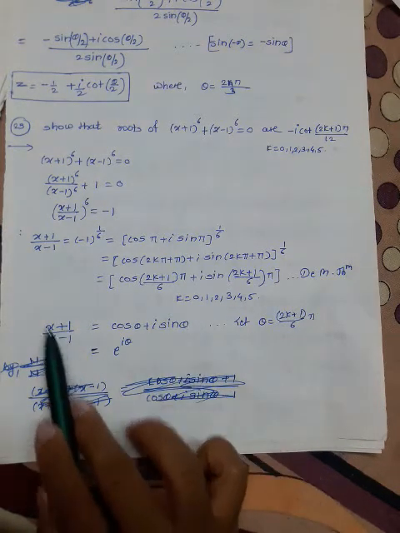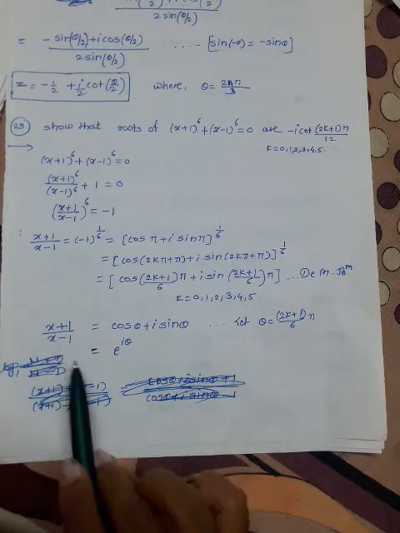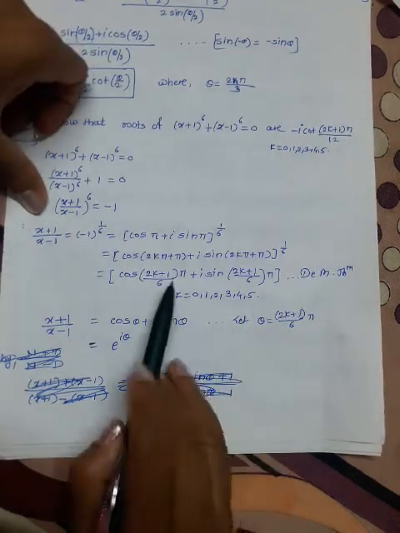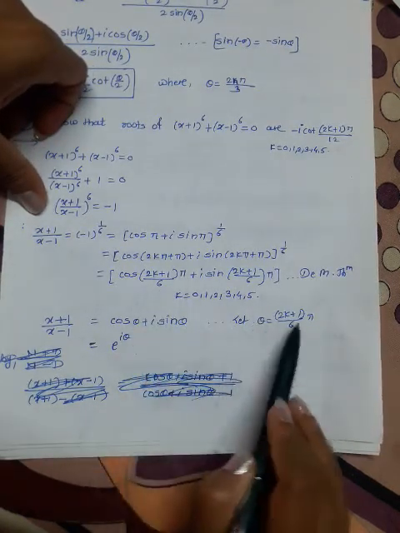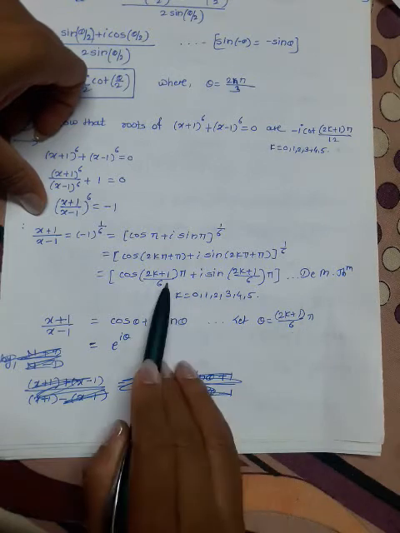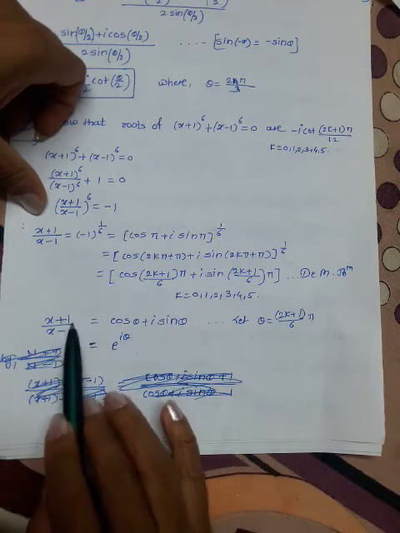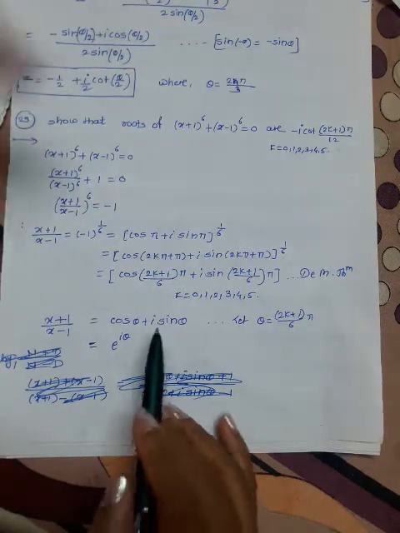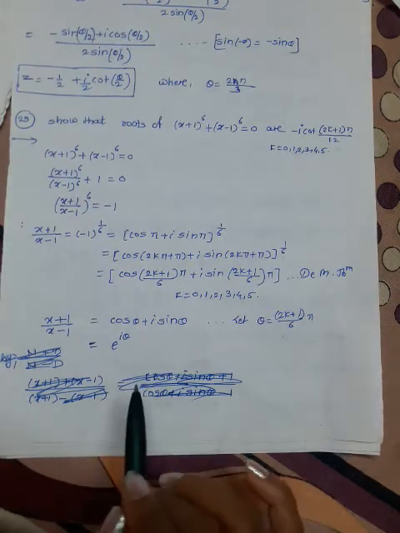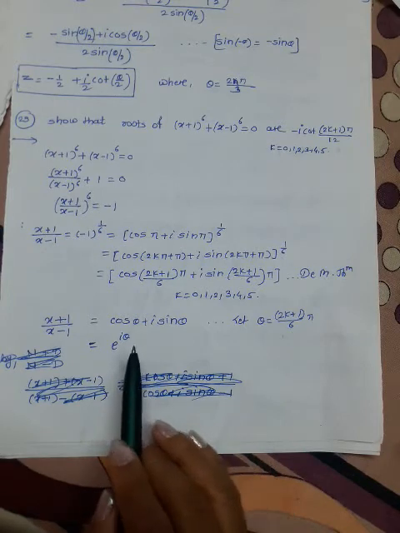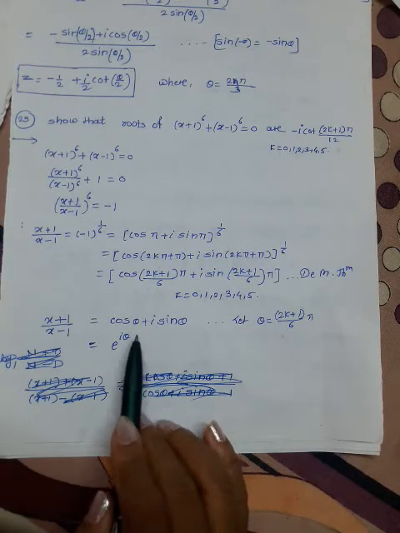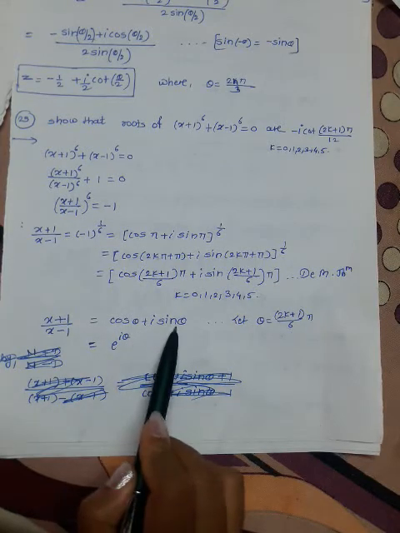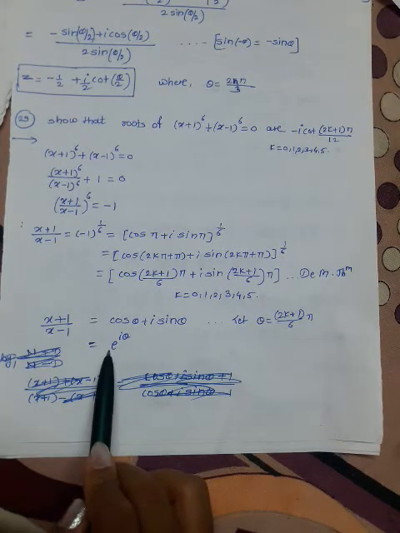On our LHS we have to find the root, that means x. For convenience, let us take the angle (2k plus 1) upon 6 pi as theta. We get (x plus 1) upon (x minus 1) is equal to cos theta plus i sin theta. In the earlier question we used trigonometry; now, for simplicity, we use the exponential. We know the formula e raised to i theta is cos theta plus i sin theta, therefore this is equal to e raised to i theta.